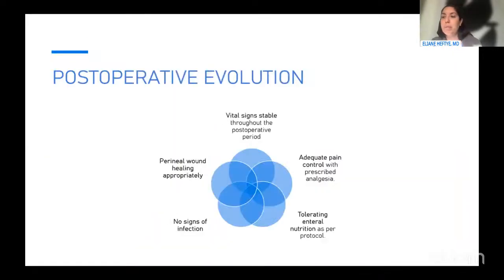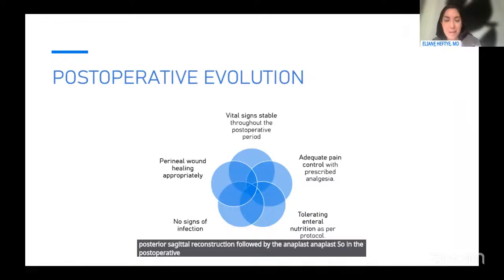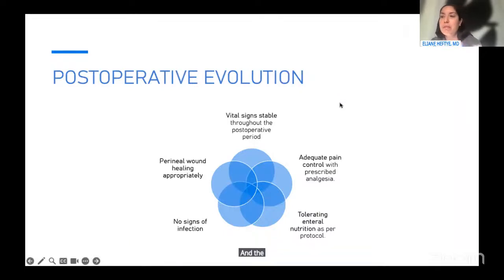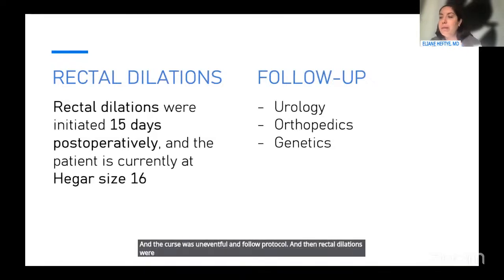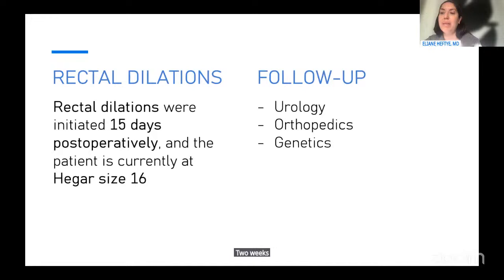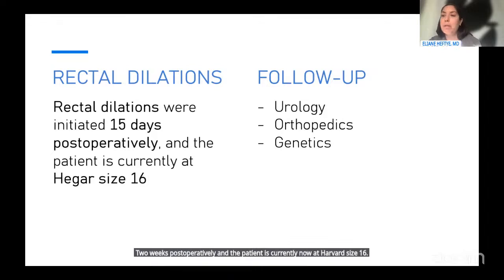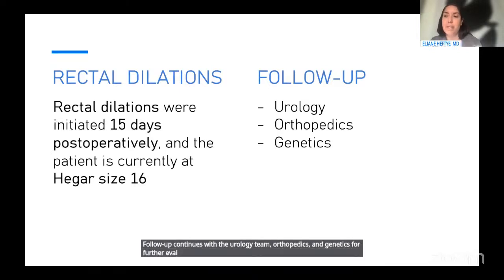In the postoperative evolution, the course was uneventful and followed protocol. Rectal dilations were initiated 2 weeks postoperatively, and the patient is currently at Hegar size 16. Follow-up continues with the urology team, orthopedics, and genetics for further evaluation and surgical planning.